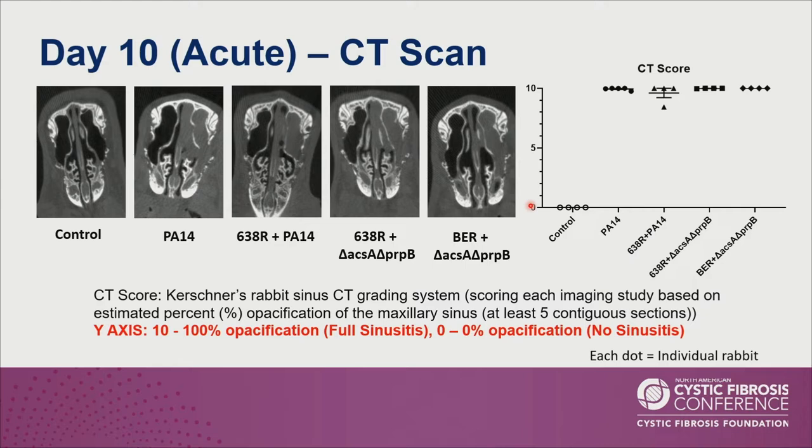Someone already mentioned this grading system for the rabbits, so I don't have to validate this scoring system. You see that I only use the rabbits with all sinuses opacified on the unilateral side. Sometimes they're not fully opacified, and I wanted to avoid one variable, the hypoxic condition. So I'm trying to make every sinus fully opacified. And these rabbits are pretty stressed out.